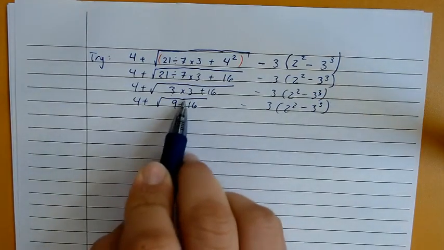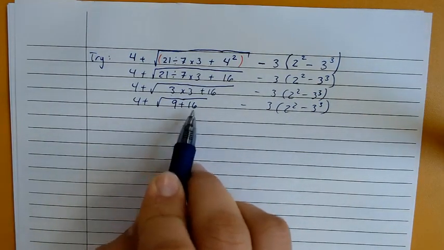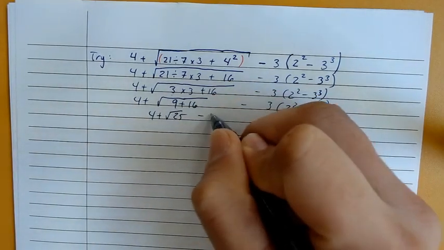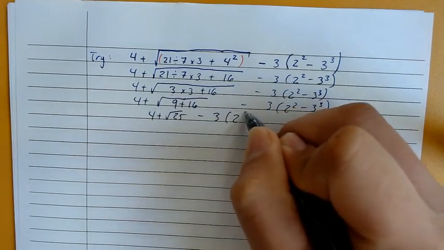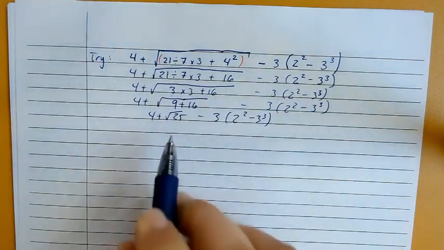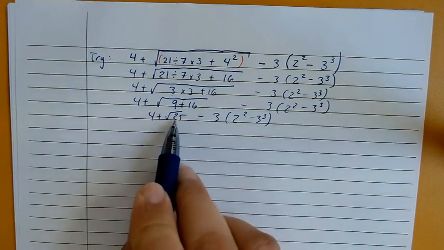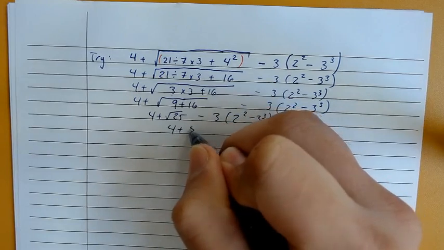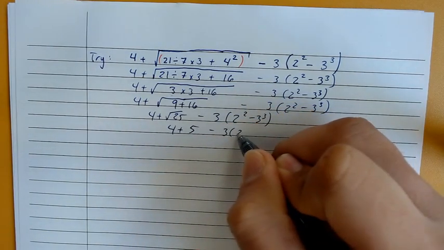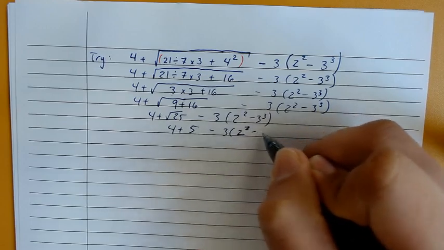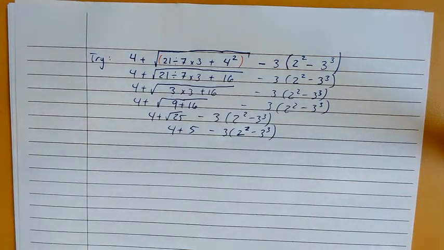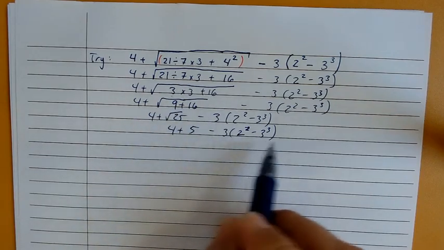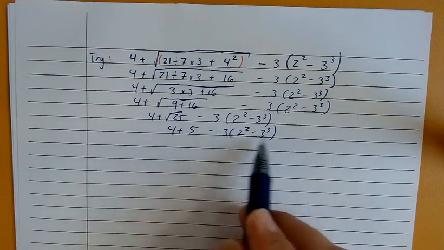Now, we're still in these parentheses. We're going to do the addition. 9 plus 16, that'll give us 25. And finally, we're going to take that square root of 25, which is just the number 5. We've handled one set of parentheses, but now we have to handle the others. We can't do anything outside until we do this.